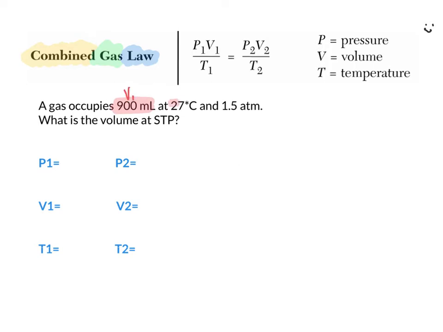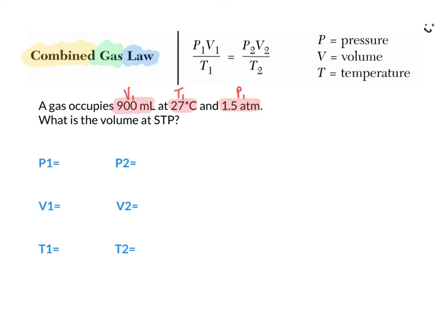I also see 27 degrees Celsius. This must be the temperature originally. And then I have 1.5 atm. I know atm is a pressure, so this must be P1.